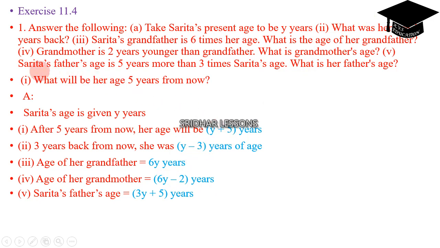Next, Sarita's father's age is 5 years more than 3 times Sarita's age. Sarita's father's age is 5 years more than 3 times Sarita's age. So if Sarita's age is y years, then it is 3y plus 5 years.